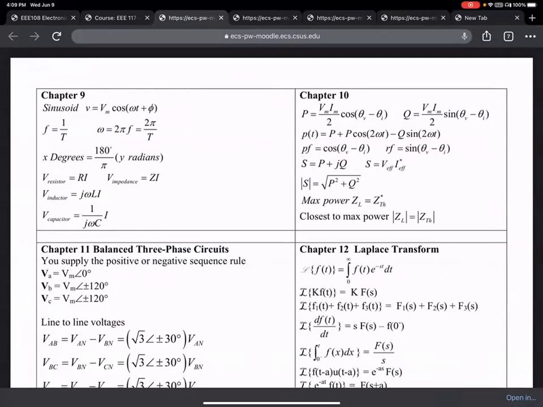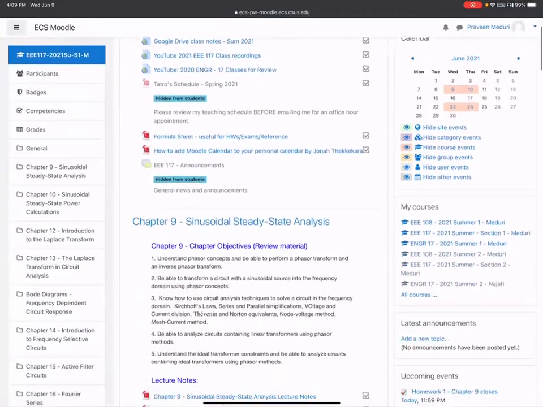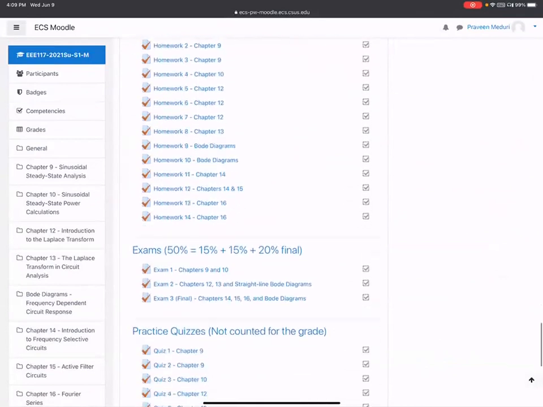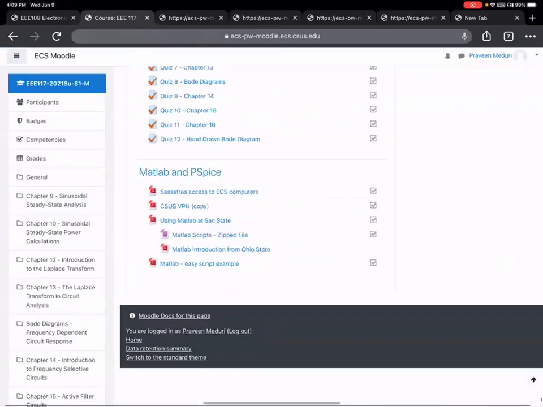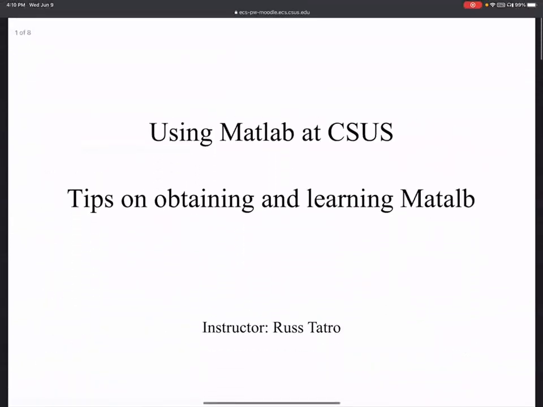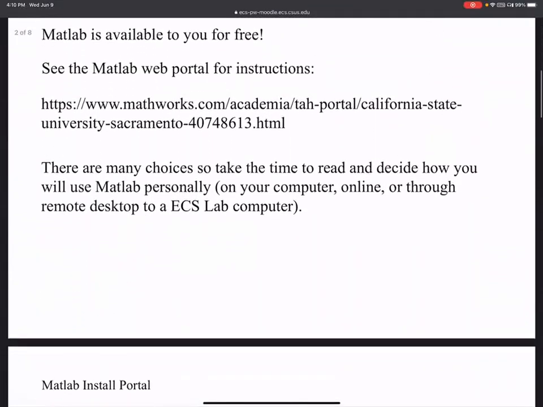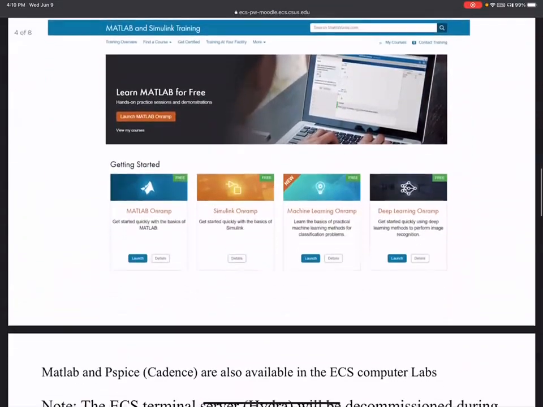Number two is on this page, if you go all the way to the bottom, there is some information about Matlab. The very last thing on the page is information on how you can access Matlab at Sac State. If you did not already, there's a little bit of time between now and the final exam, so download Matlab on your laptop, or you can even use Matlab in the cloud or in the servers from Sac State. How to access that is provided here.